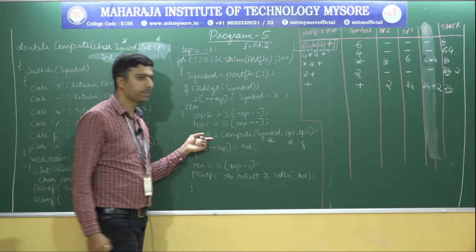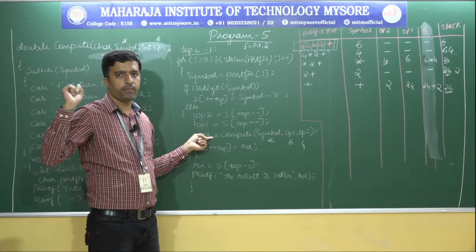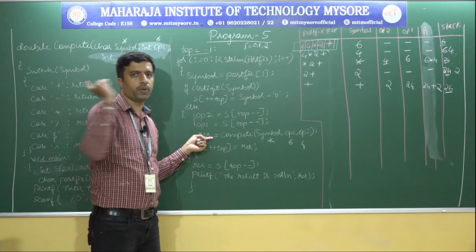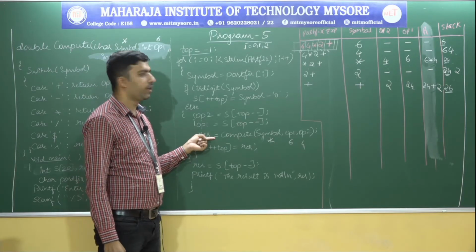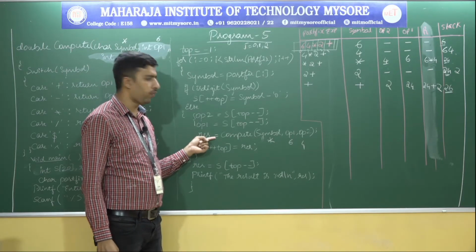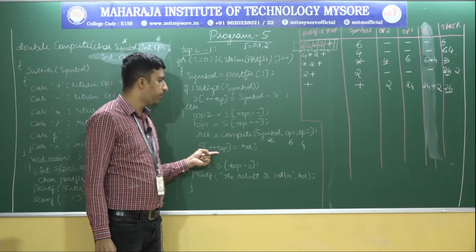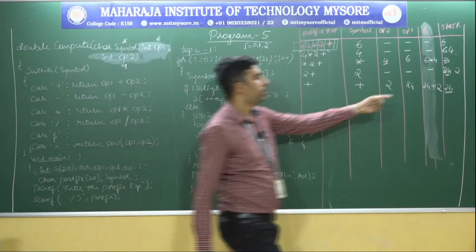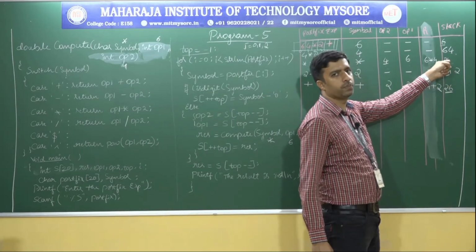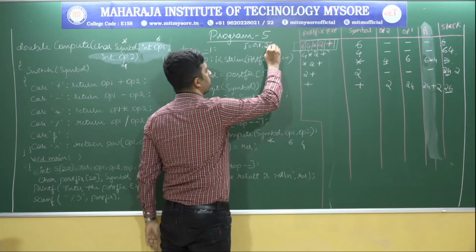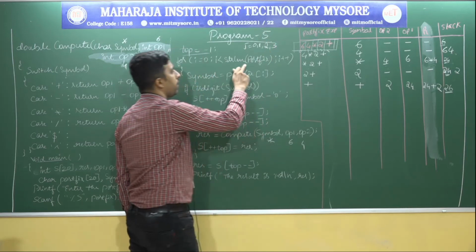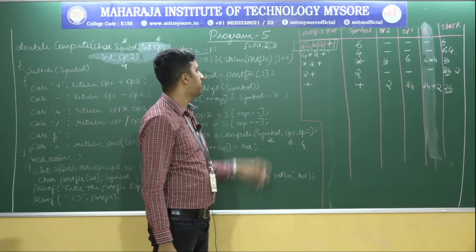From the compute function, the result 24 returns to the main function. Now the result is 24, and that result will be pushed to the stack. Now 24 is pushed to the stack. i gets incremented once again to 3. Check: i less than string length, yes, it enters.